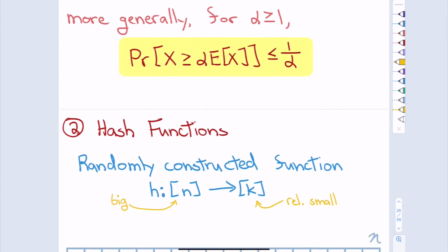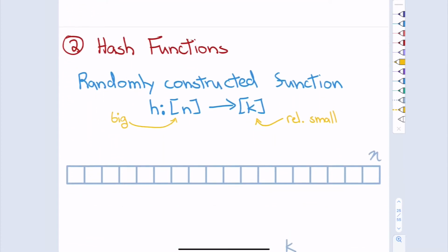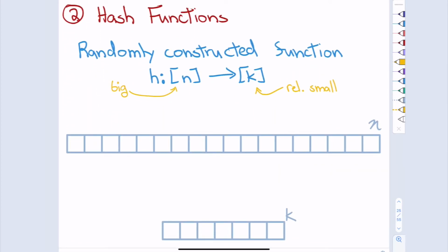Let me make clear an example. Okay, so that was one of our tools. The other tool is we need hash functions. I think you have seen them in some form before. But the idea is I'm going to take my many keys, again our keys are just between 1 and n, and I'm going to map them to a relatively small set of keys.